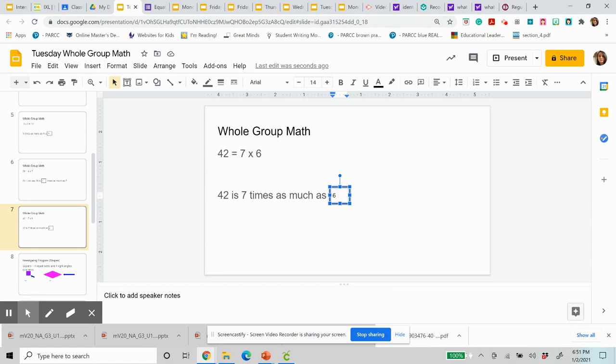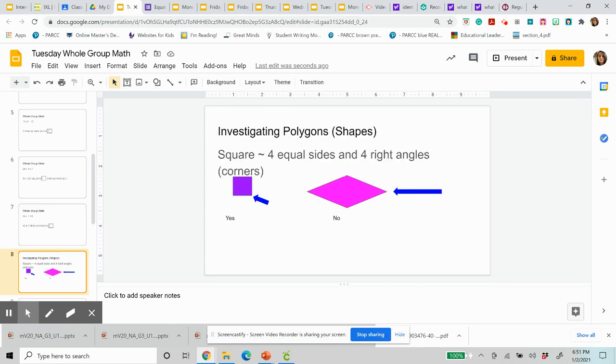So that's our review of multiplication, what an equation is, factors and products, and then some language, how we're talking about what this really means. 42 is 7 times as much as 6. All right, so we've been talking about area of shapes.